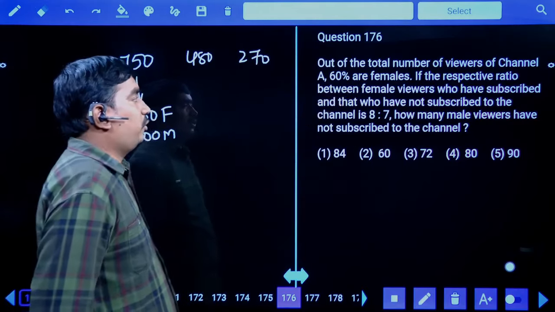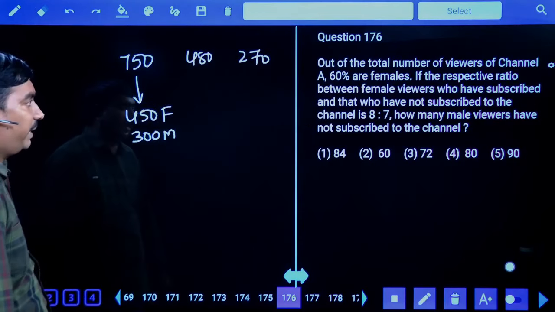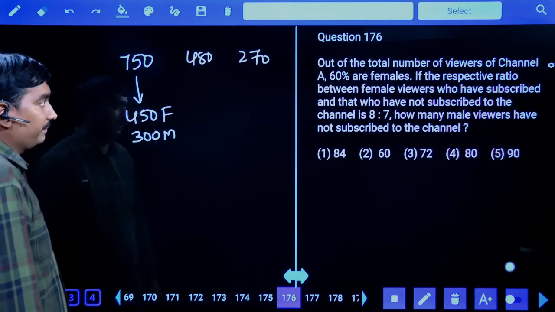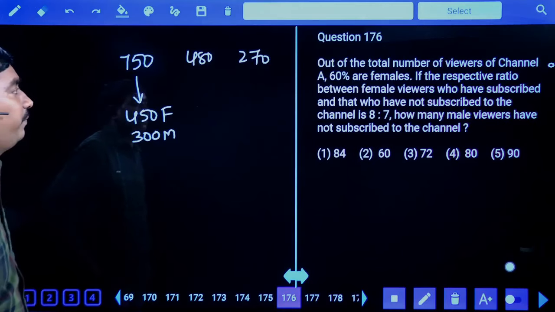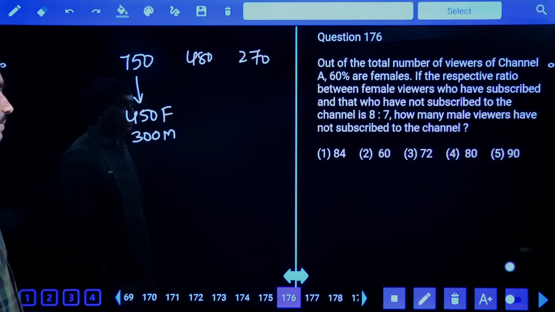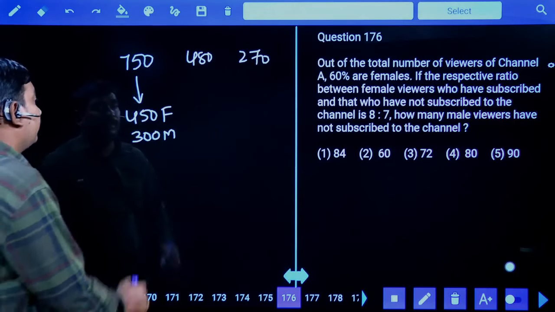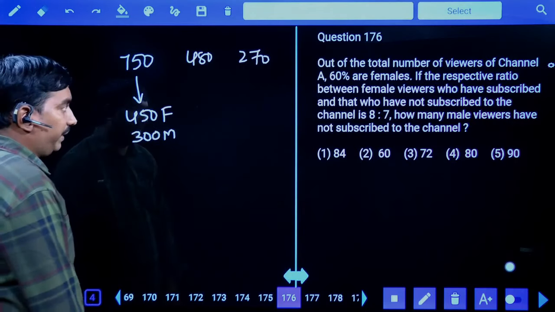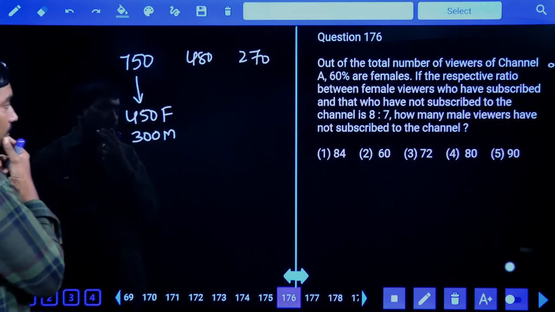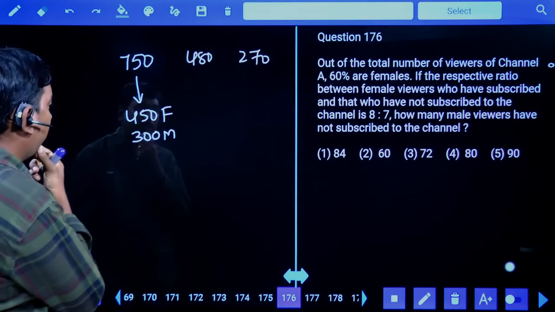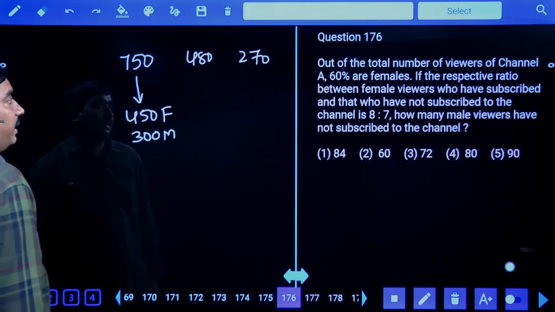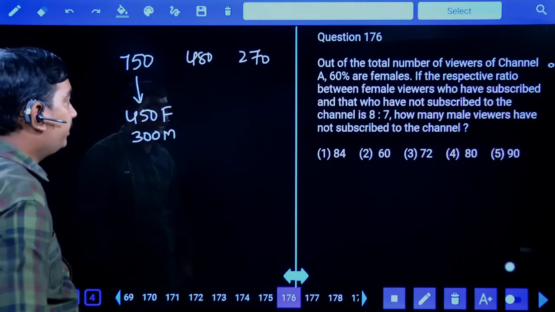If the respective ratio between female viewers who have subscribed and that who have not subscribed to the channel is 8 is to 7. Total female viewers are 450. How many male viewers have not subscribed to the channel?